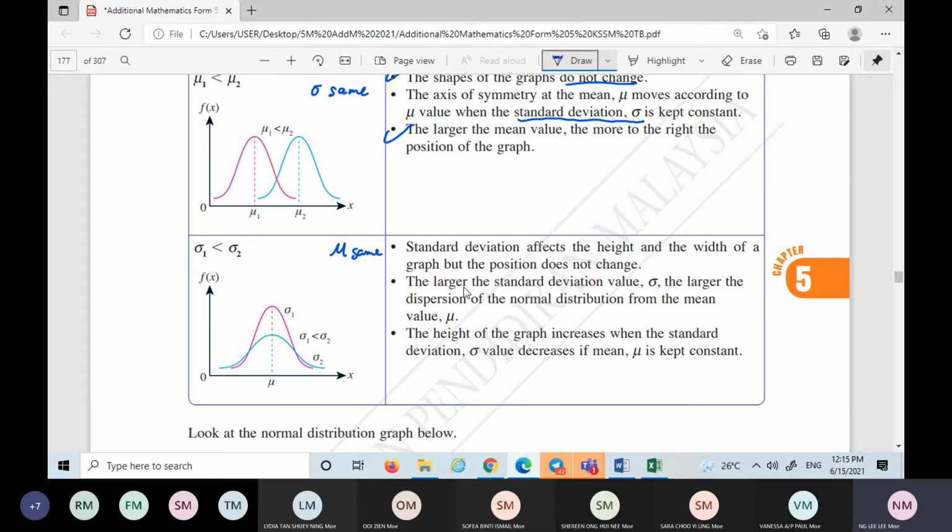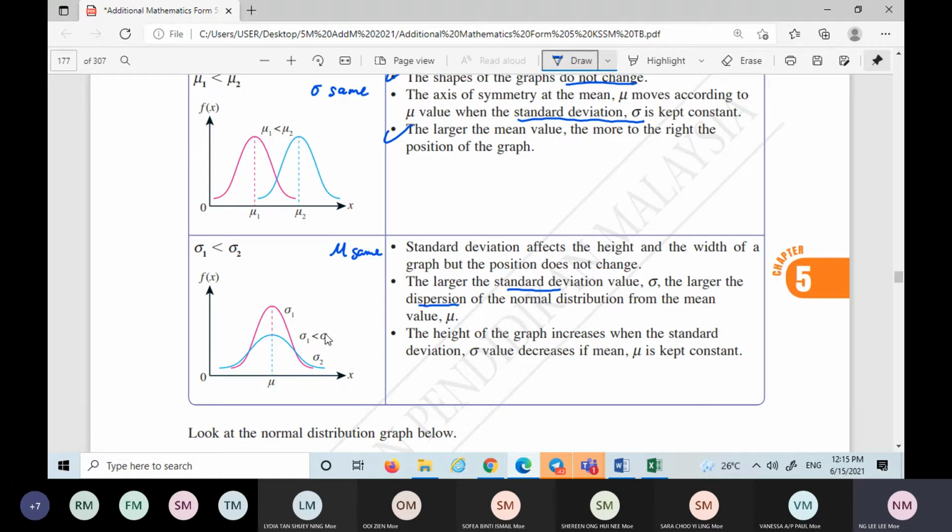Next, the larger the standard deviation, the larger the dispersion of the normal distribution from the mean. What is the meaning of standard deviation? Standard deviation is actually the dispersion of the values. If the standard deviation is larger, then the dispersion will be bigger, means it will spread wider. It will spread wider. So you see the blue one and the pink one. The blue one is spread wider.